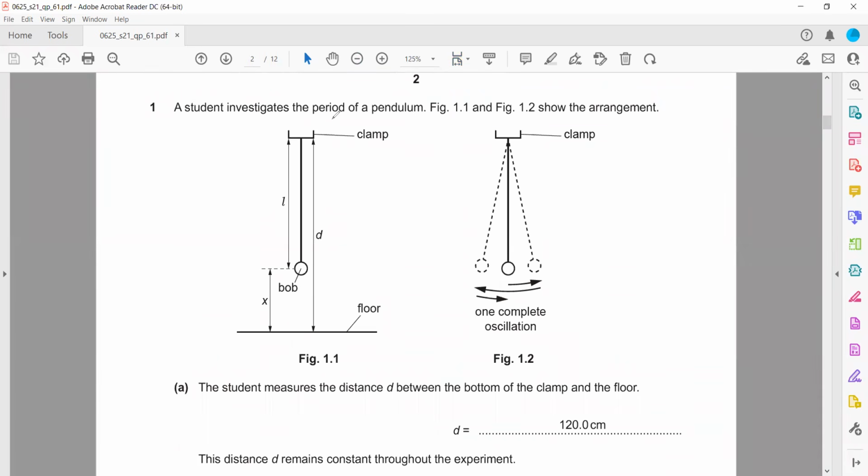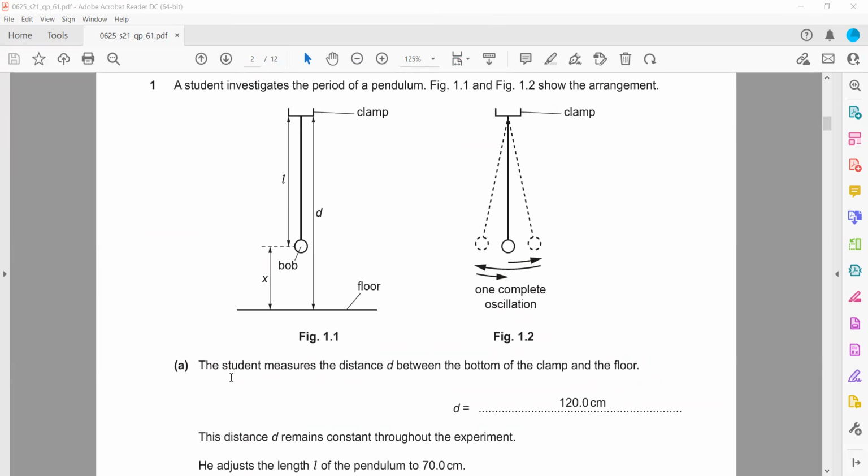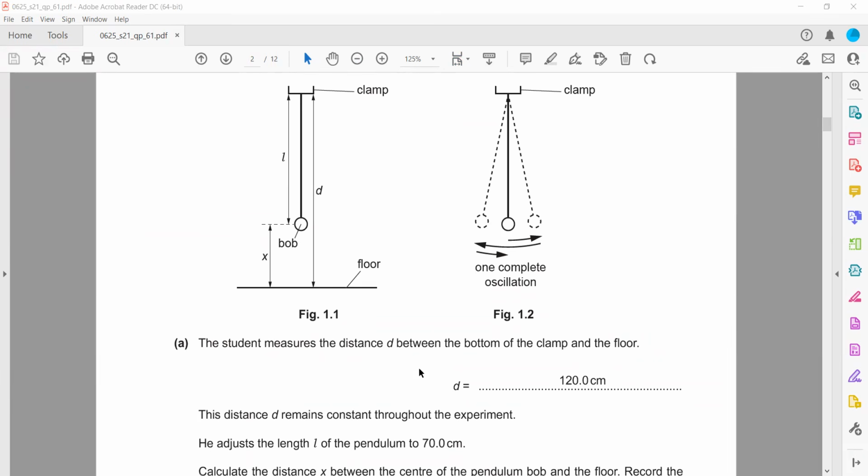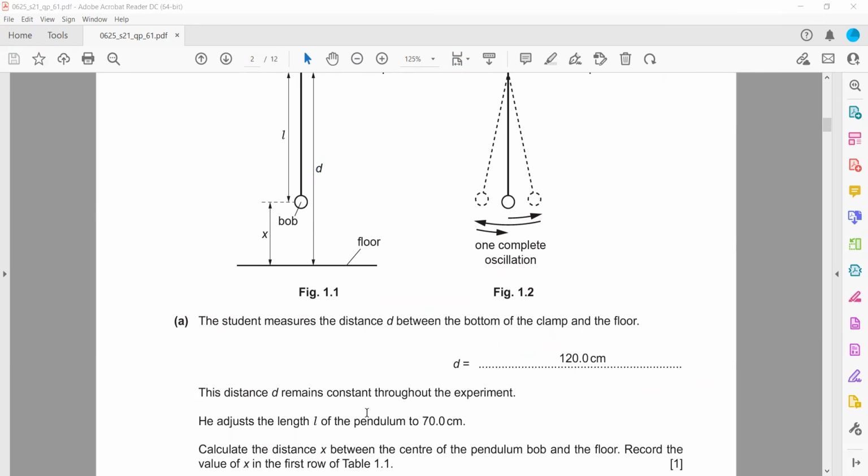First question: the student investigates the time period of oscillation of a simple pendulum. Different labels are there. The student measures the distance between the bottom of the clamp and the floor. So the student measures this total distance D, which was 120 centimeters. This distance remained constant throughout the experiment.